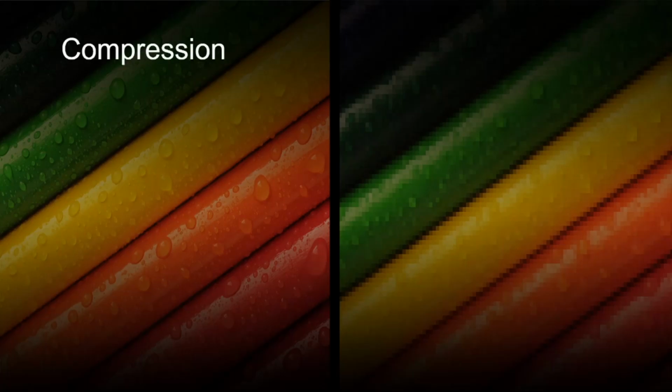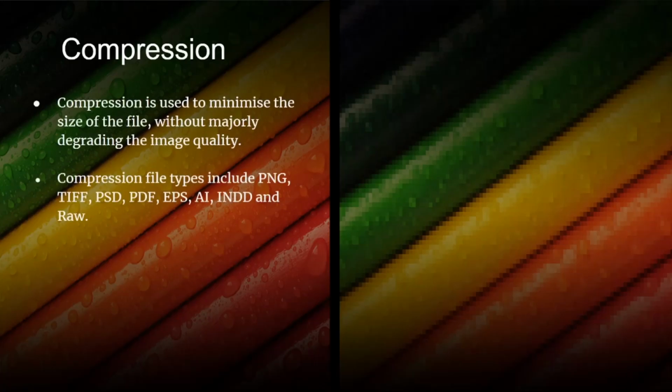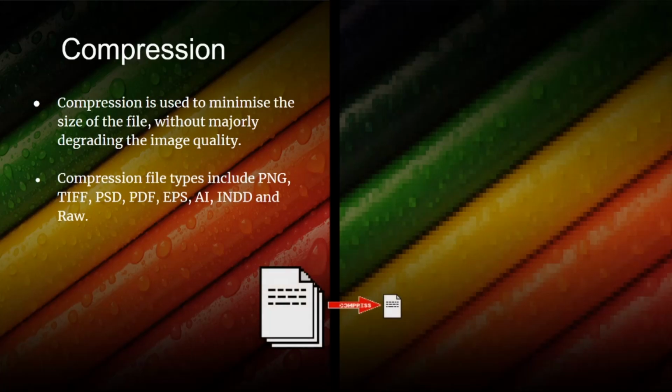Compression. When you want to send a file over the internet, compression is what is used to minimize the size of the file without majorly degrading the image quality. Compression is also used to store files while taking up less space. The two most common types of compression are JPEG and GIF. JPEG is a compressed file of an image, while GIF is a compression of video.